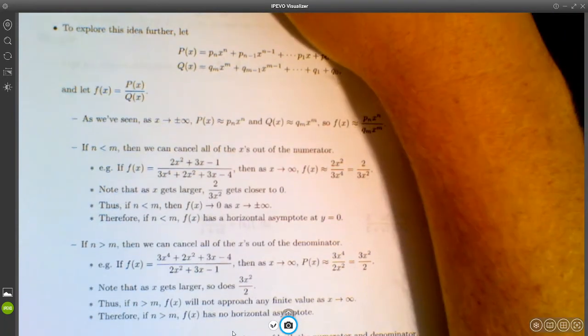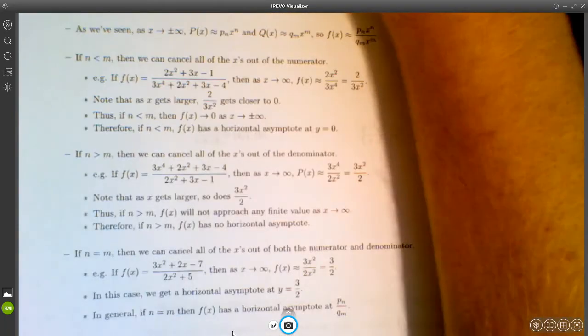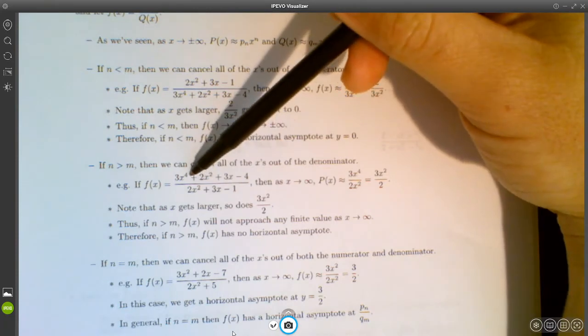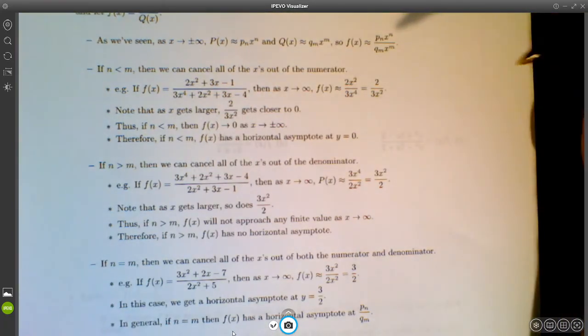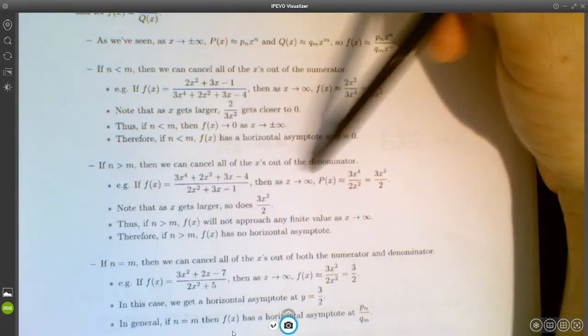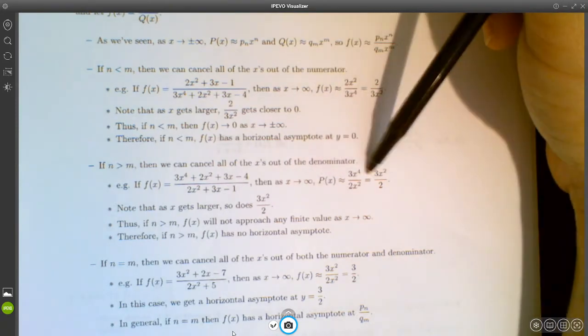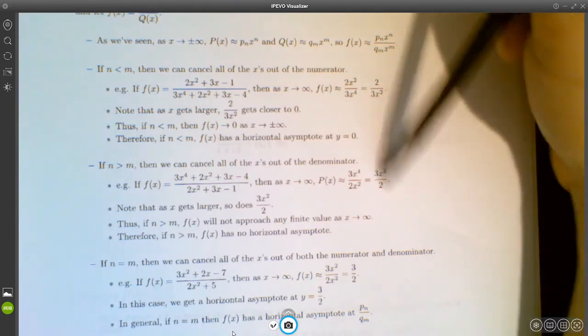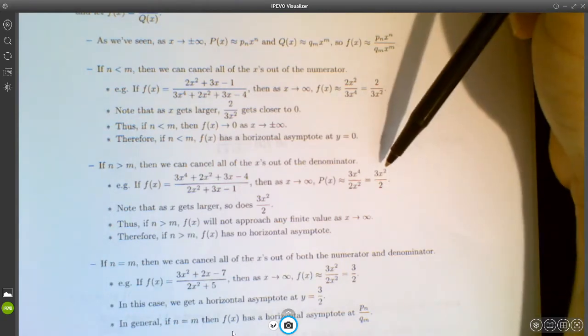Now what happens if the degree of the numerator is greater than the degree of the denominator? Right? So if you've got a situation like this, where the degree of the numerator is greater than that of the denominator. Well, in that case, as x approaches infinity, p of x would equal 3x to the fourth over 2x squared. You can cancel an x squared, and you end up with 3x squared over 2.